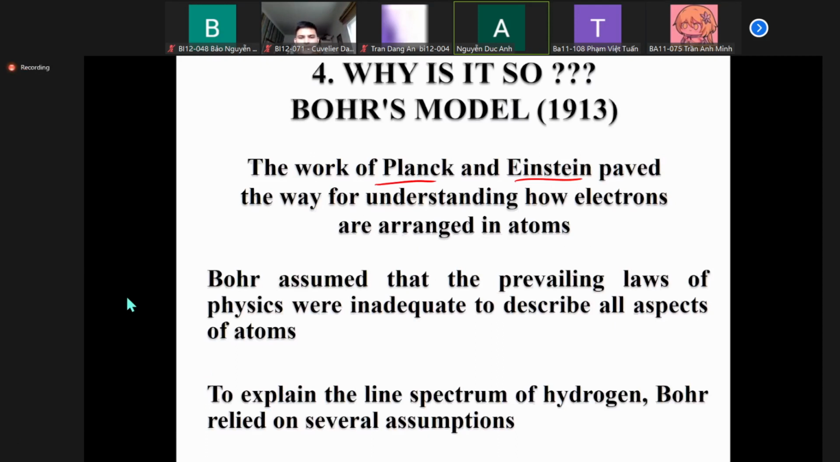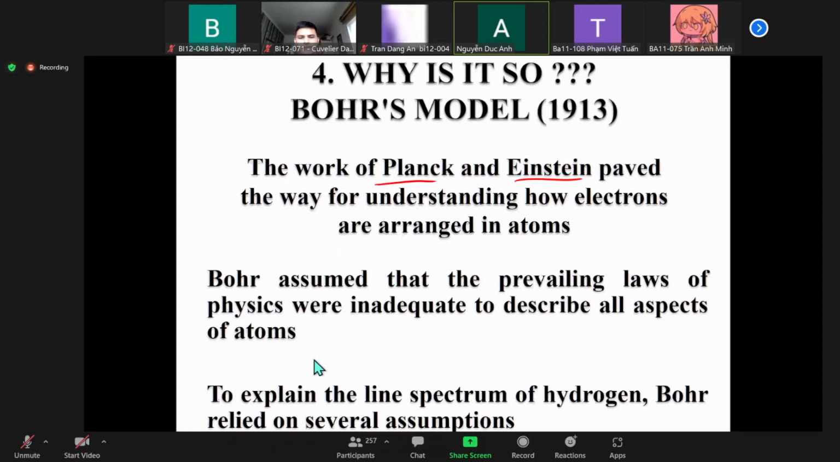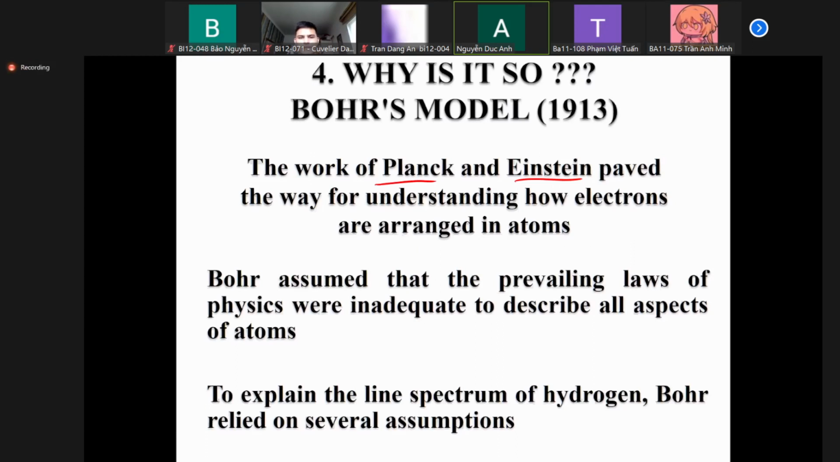When light hits a material, some electrons can go out from the metal, or some other photons can go out from the material. We call this the photoelectric properties of the materials. So the work of Planck and Einstein to explain the black body phenomenon and the photoelectric phenomenon also helps you understand more about how electrons are arranged in an atom.